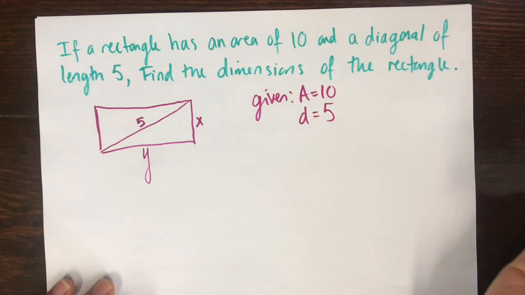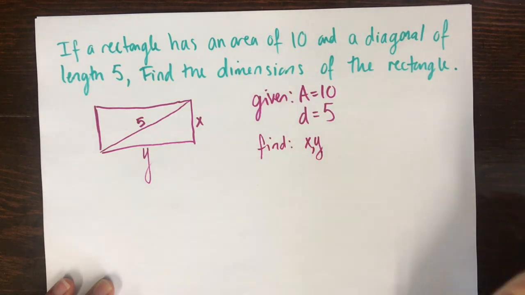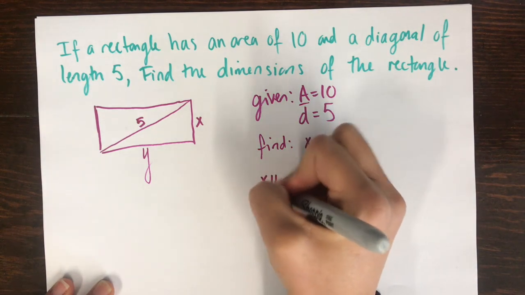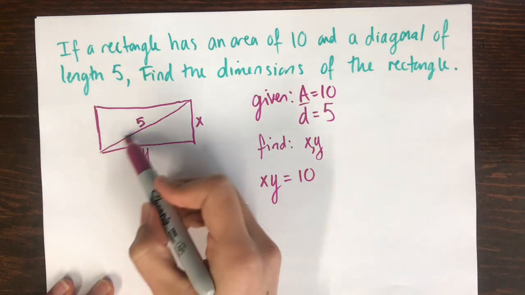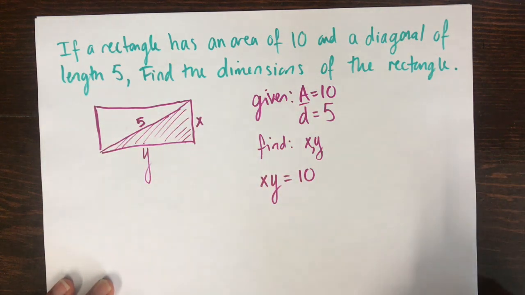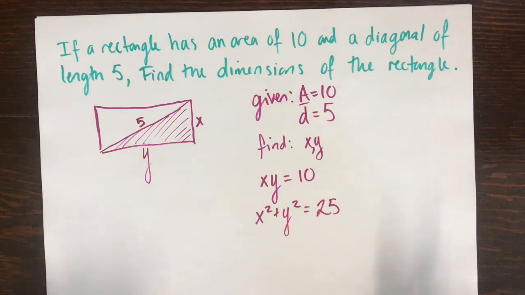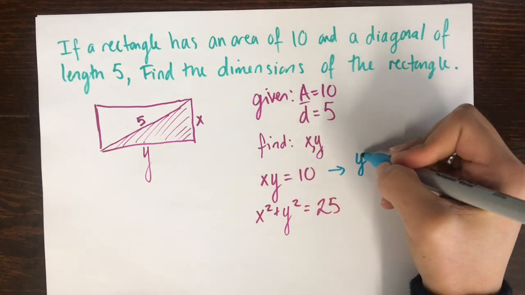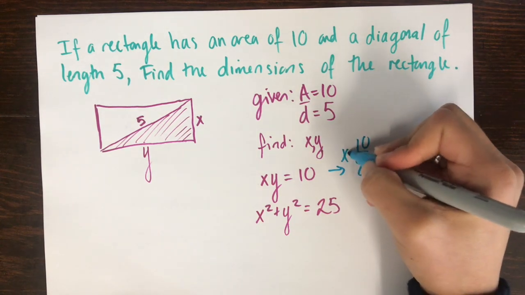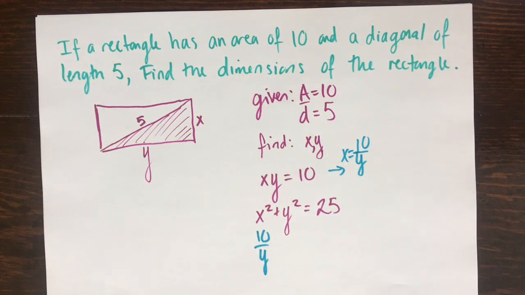I'm given that the area is equal to 10. That diagonal, which I've already drawn in the picture, is equal to 5. So I want to find x and y, and I'm going to use the fact that the area is equal to 10, so x times y is equal to 10. And I also can see that I have a triangle here, and because I have a triangle, I can use that geometry to say that, according to the Pythagorean theorem, x squared plus y squared is equal to 25. So I'm going to take my first equation, x times y equals 10, and I'm going to set x equal to 10 divided by y, and plug that into the second equation.